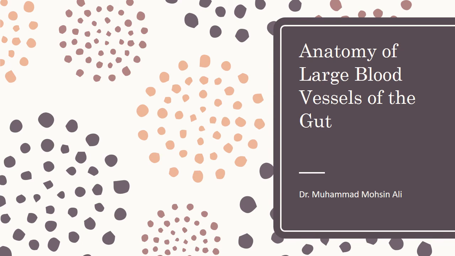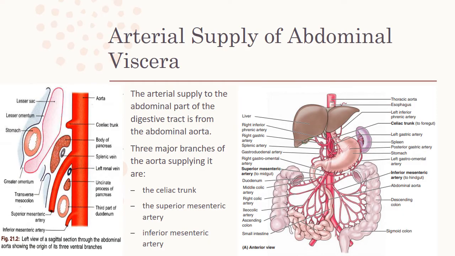Mohammad Mohsin Ali and today our lecture will be on the anatomy of the large blood vessels of the gut. So the arterial supply of abdominal viscera comes from the abdominal aorta. There are three major branches of the abdominal aorta which supply the different viscera present inside the abdominal cavity, and these are the celiac trunk, the superior mesenteric artery and the inferior mesenteric artery.